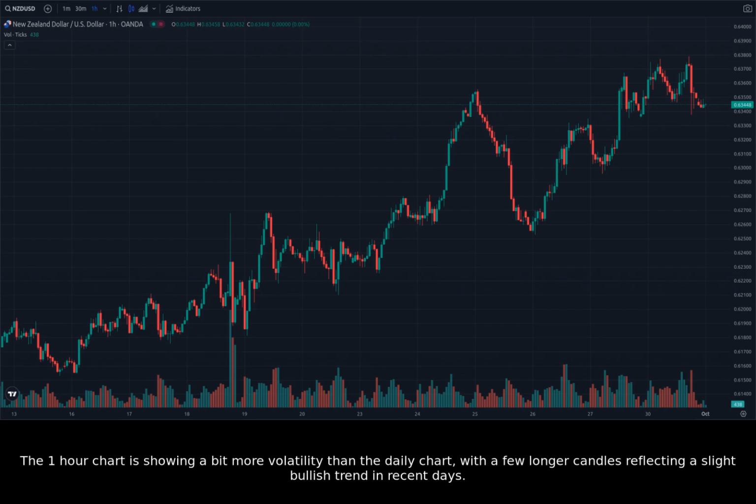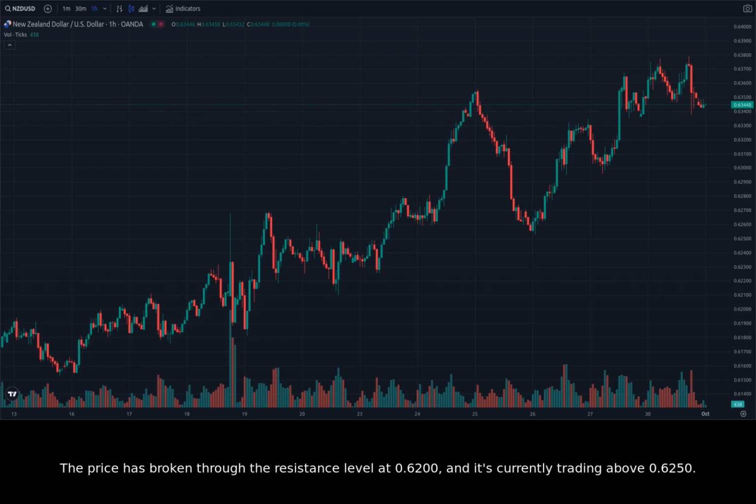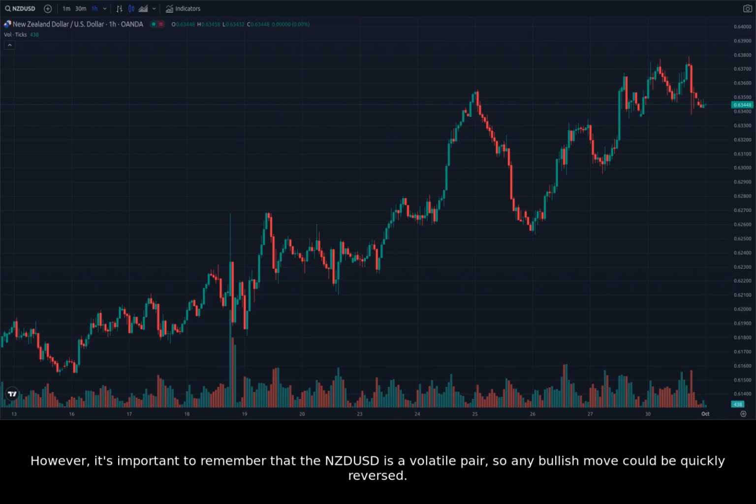To get a better understanding of the current short-term trend, let's switch to the 1-hour chart. The 1-hour chart is showing a bit more volatility than the daily chart, with a few longer candles reflecting a slight bullish trend in recent days. The price has broken through the resistance level at 0.6200, and it's currently trading above 0.6250. This bullish momentum could continue, especially if the US dollar remains weak. However, it's important to remember that the NZDUSD is a volatile pair, so any bullish move could be quickly reversed.